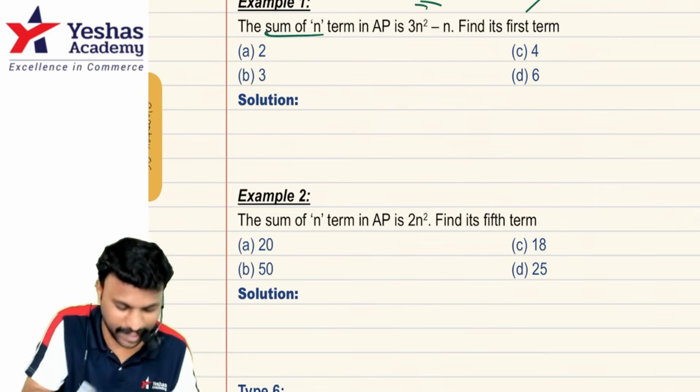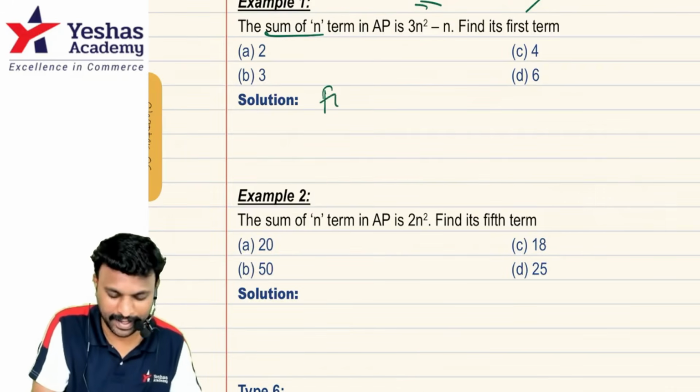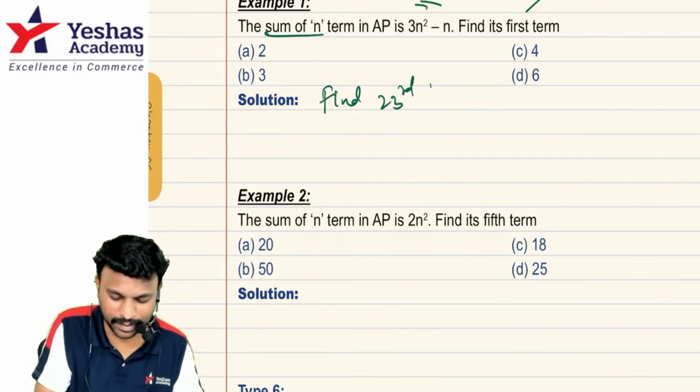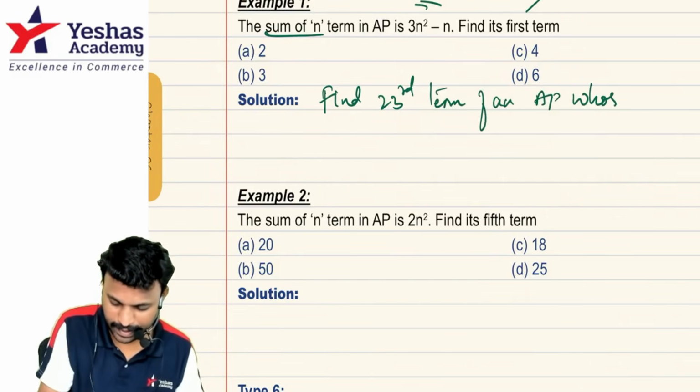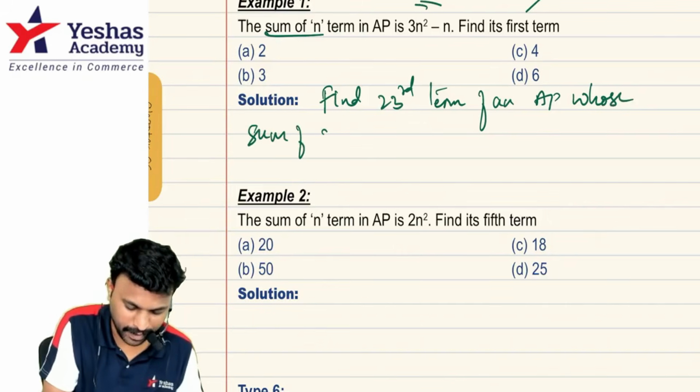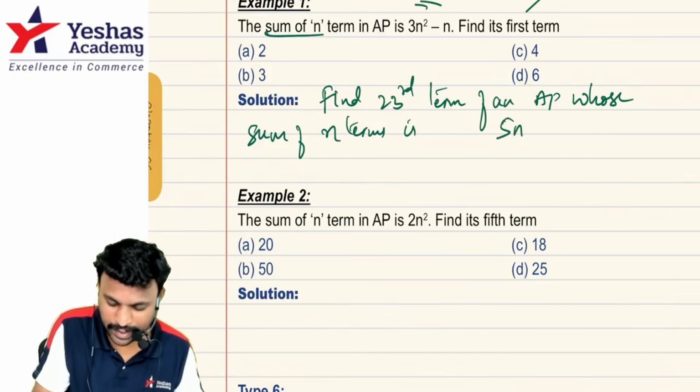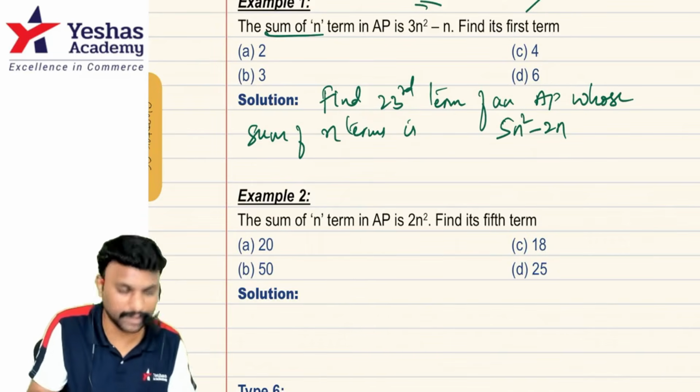Is the answer 195 for the last one? Yes. The question is: find the 23rd term of an AP whose sum of n terms is 5n square minus 2n.